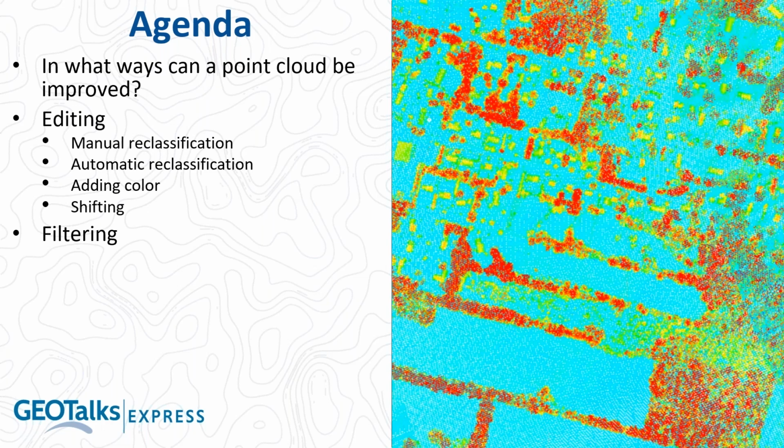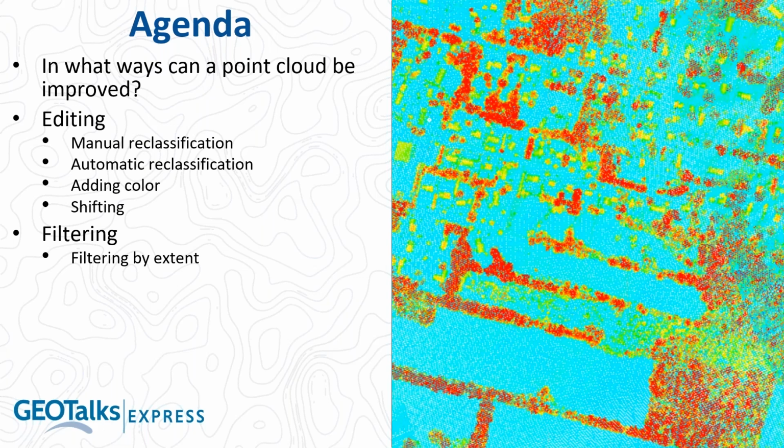Now, editing, as I said, retains the points in your point cloud, but changes them in some way, changes their characteristic, position or classification or various other variables. Filtering removes points that we don't need. And obviously, there's a number of tools that will allow us to do this. Filtering by extent is perhaps the most common.